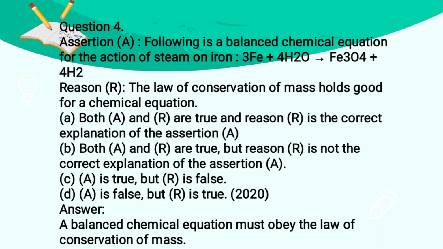Both A and R are true, but reason R is not the correct explanation of assertion A. A is true, but R is false. A is false, but R is true. The first option is the correct one. A balanced chemical equation must obey the law of conservation of mass. This is the answer.